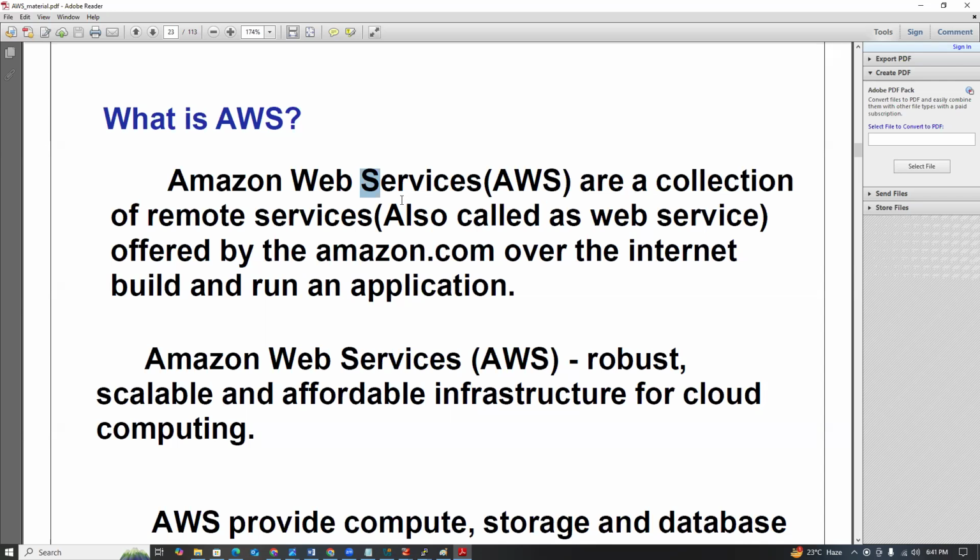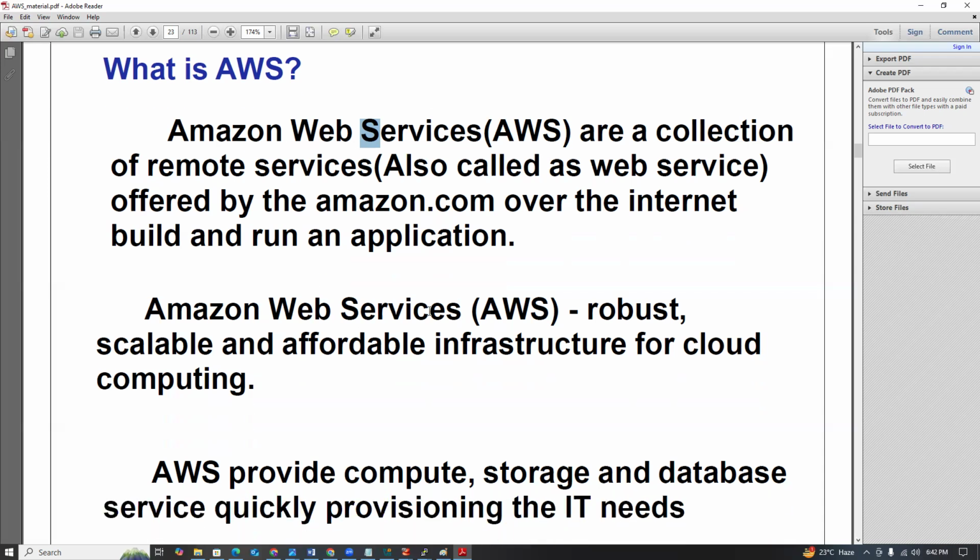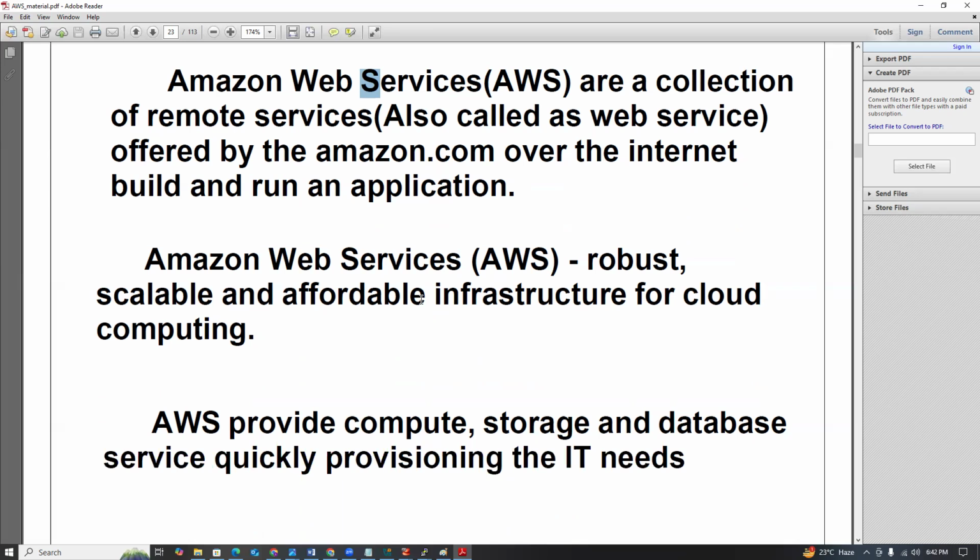How to build the application and how to deploy it, for example Facebook, WhatsApp, whatever it may be. How you can build it and run it on the servers. Amazon Web Services is a robust, scalable, affordable infrastructure for cloud computing. For example, elasticity: we can scale up and scale down automatically.